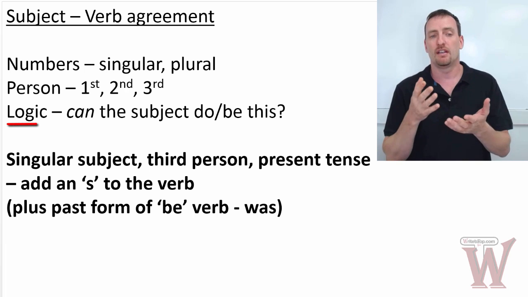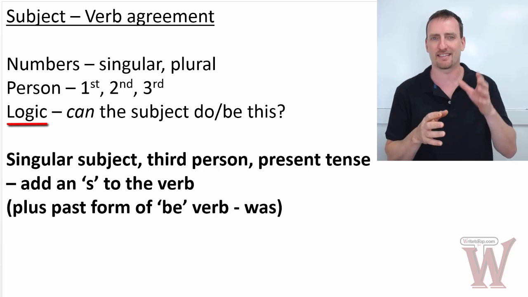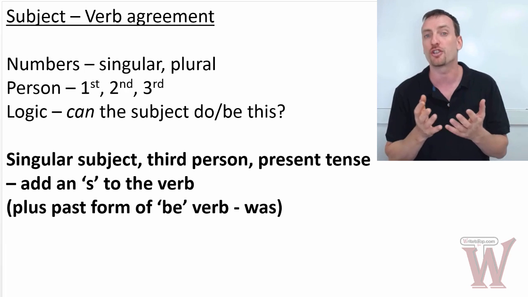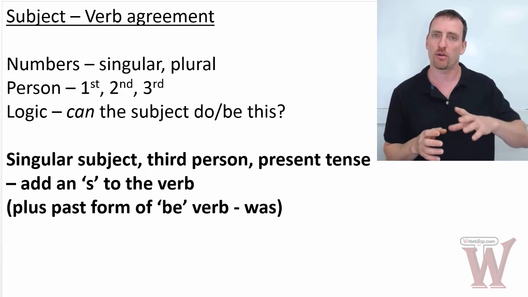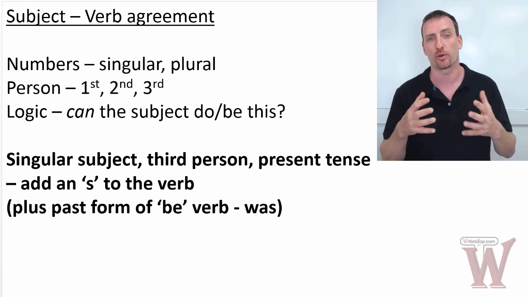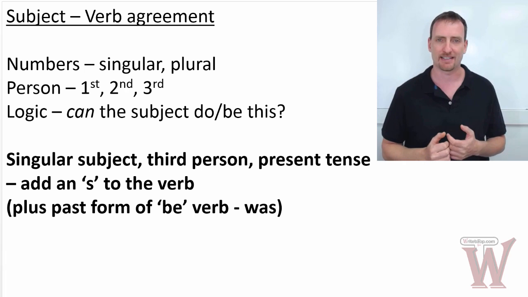And logic. Again, you'd be surprised how many times people don't realize that the subject they have and the verb they connected it with just don't make logical sense. The subject can't do this verb. Or they might need to change from an active to a passive voice in order for the agreement to make sense. But we're going to look at some examples.